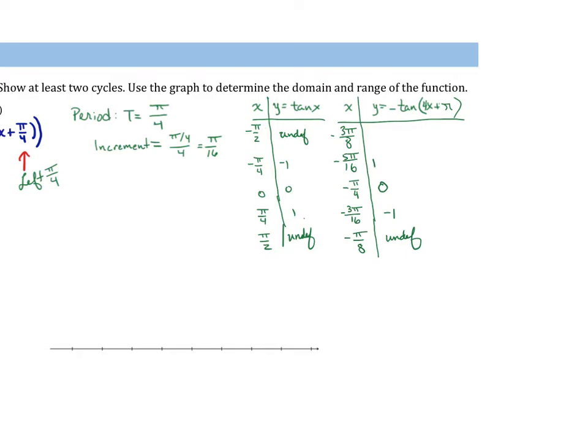-5π/16 should be mapped to 1 because of the reflection, and then our vertical asymptote corresponds to negative 3π/8. So now let's go ahead and look at our x-axis.